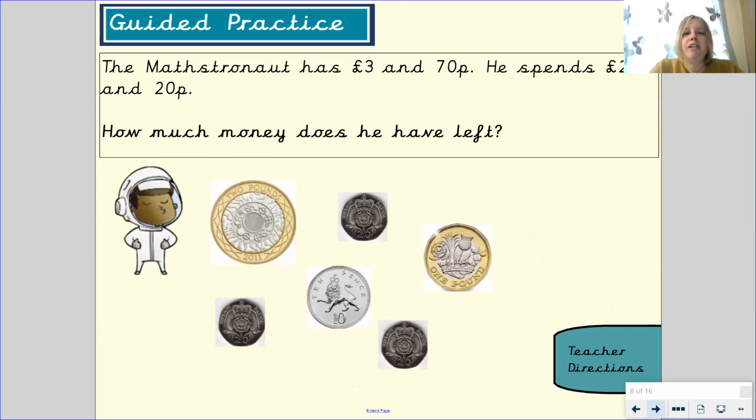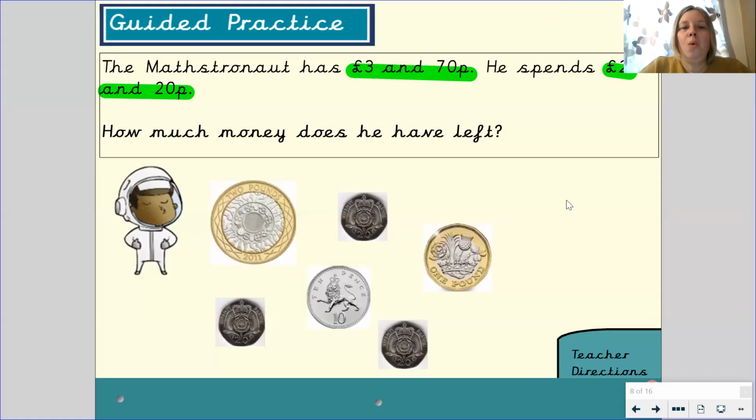Let's look at our next question. The astronaut has £3 and 70p. He spends £2 and 20p. How much money does he have left? So I'm going to read the problem and highlight the important information. The astronaut has £3 and 70p. He spends £2 and 20p. So I need to work out how much money he has left. So I'm going to take away £2 and 20p to see how much money the astronaut has left.